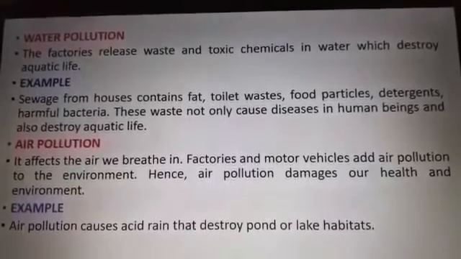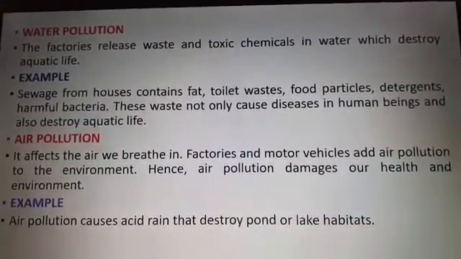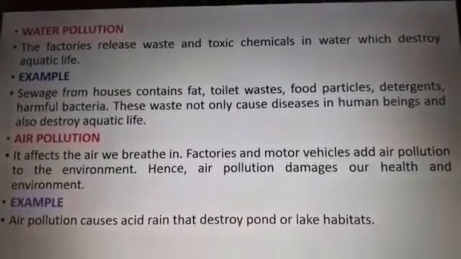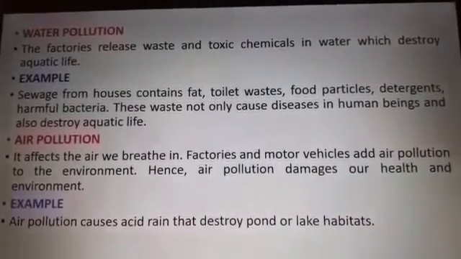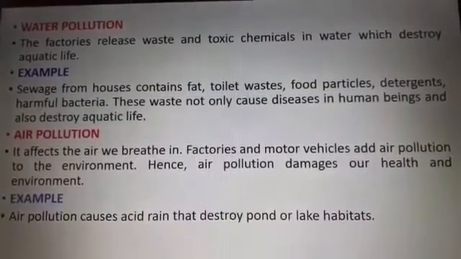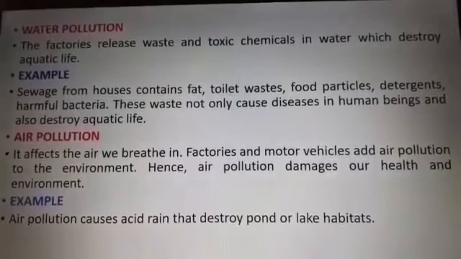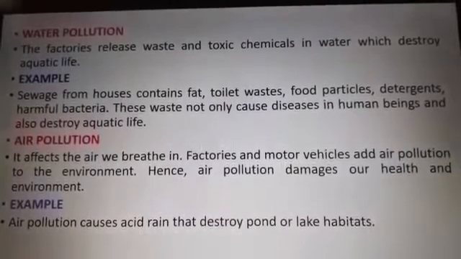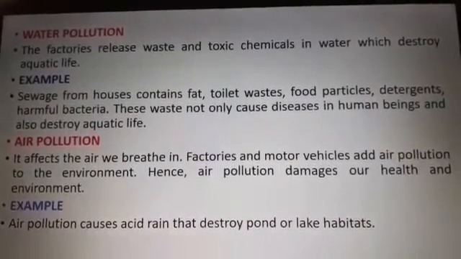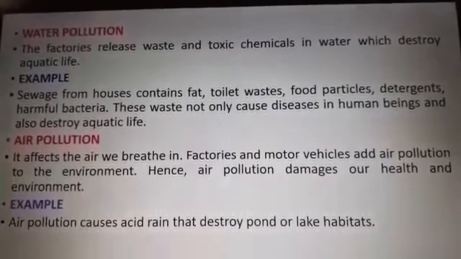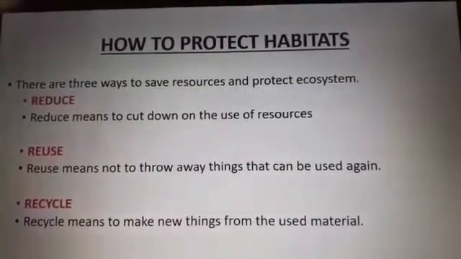Air pollution. Air is contaminated with harmful or poisonous gases like sulfur dioxide, nitrogen oxide or carbon dioxide. Factories and motor vehicles add smoke or poisonous gases into the air, so the air gets polluted and damages our health and environment. Air pollution causes acid rain that will destroy pond and lake environments.